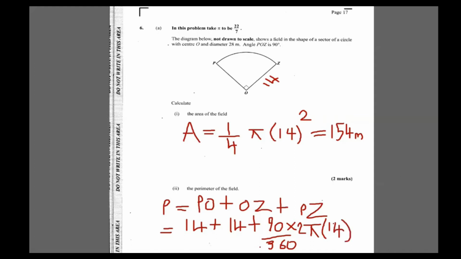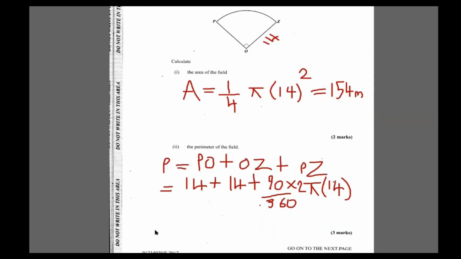So you can go ahead and put all of this in a calculator to find the perimeter. 14 plus 14 is 28, plus 90 over 360 multiplied by 2 multiplied by 14 multiplied by 22/7. I get 22. Area is in meters squared, so I'm going to put that up there. So the perimeter is 28 plus 22, which is 50.